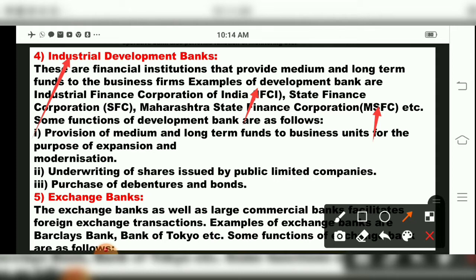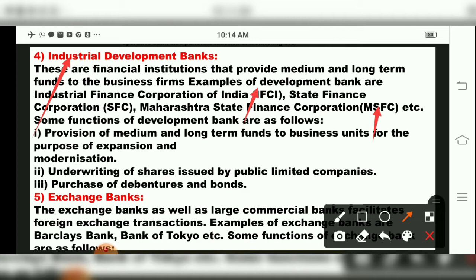So here this bank, the Industrial Development Bank, is working as an underwriter of shares for whom? Public limited companies. Keep in mind, it means a guarantor that they will give them money if they are in loss or in a critical situation. That is the second function of Industrial Development Bank, children.